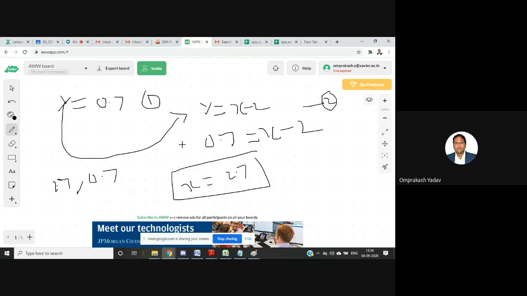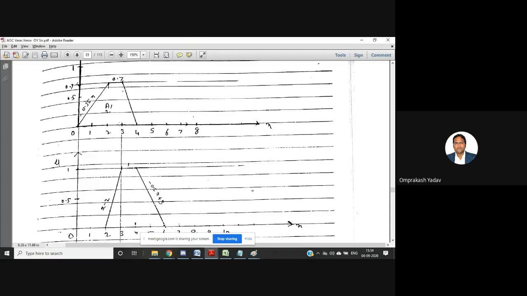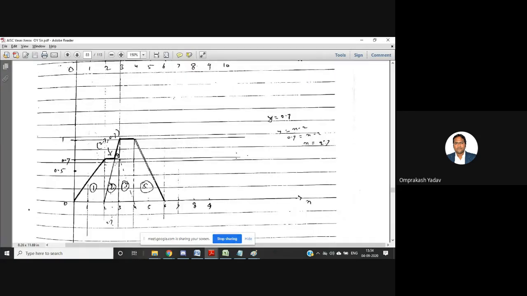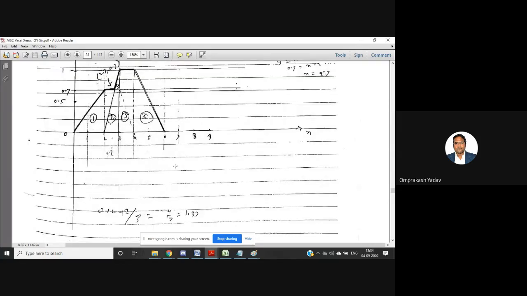Whether you understood how to determine this intersection point, all of you? Yes, sir. So then what I did, I marked over there this point 2.7 and 0.7. Then we have the equation of this line also, but wherever the intersection is there, that intersection point we must determine. That's it.